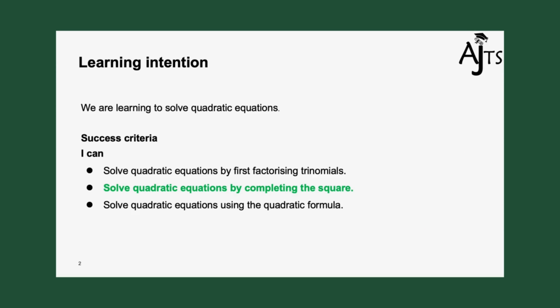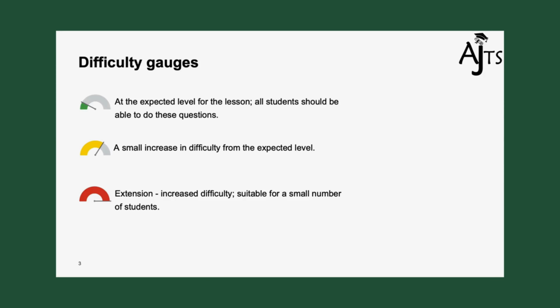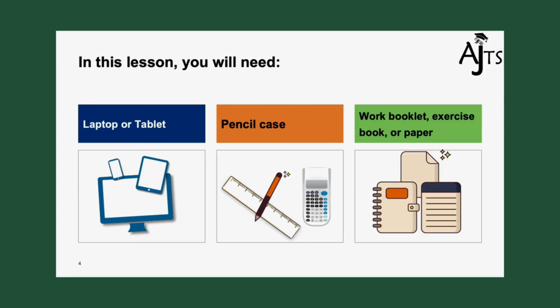Our learning intention is to solve quadratic equations by completing the square. We will do this through 3 levels of difficulty. We will begin with level green, solving simple quadratic equations where the coefficient of x squared is 1. In level yellow, we will work with equations that require rearranging and factoring before completing the square. For level red, we will tackle more challenging equations with non-unit coefficients.